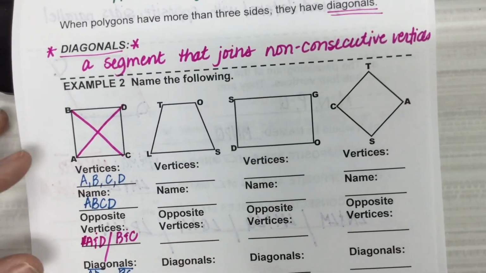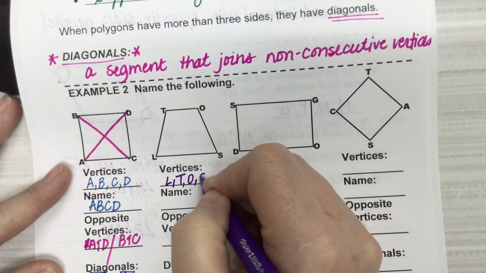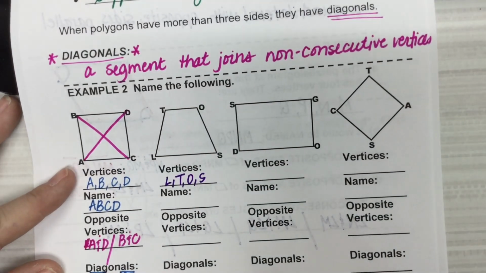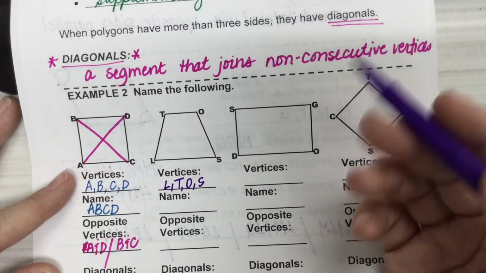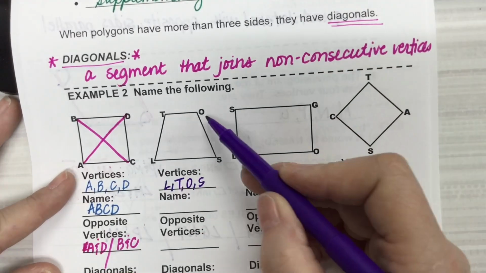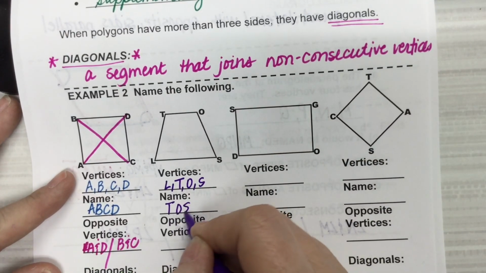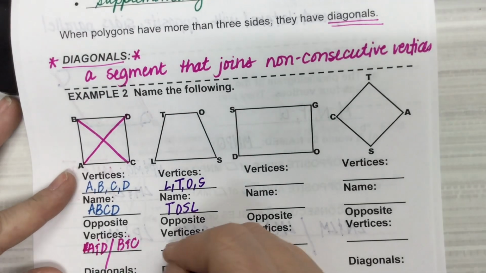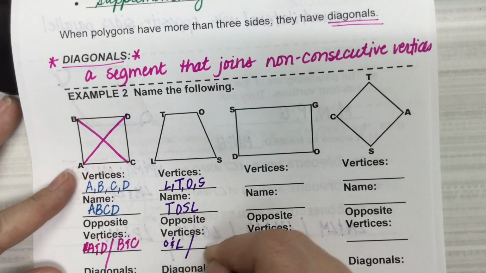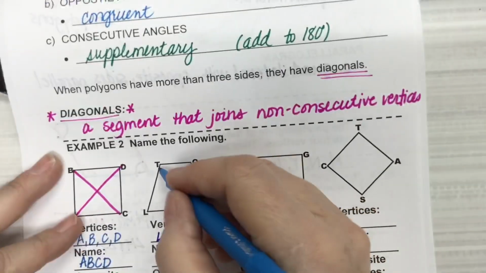What are all the vertices? All the vertices are just listing L, T, O, and S. But what you might want to do is to write out L-O-S-T to spell out lost, or something like that. Can you name it L-O-S-T? No, because that's not consecutive order. So I would have to name it T-O-S-L or L-T-O-S, something like that. Opposite vertices, O and L are the opposite vertices, and T and S are the opposite vertices. So your diagonal names are O-L and T-S. If you were to draw them in, they would look like this.